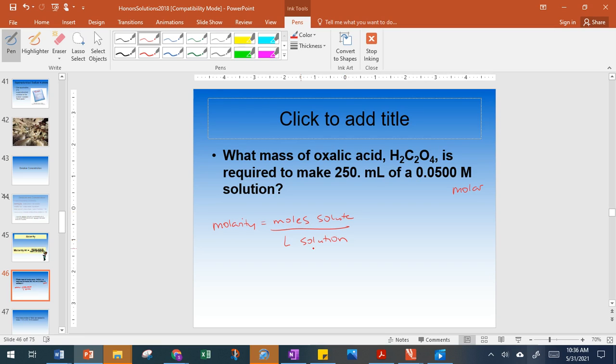When you're using this equation, you should have two of these things to be able to use it. So if you're given grams, for example, and asked to find molarity or asked to find liters, you're going to have to get that into moles. We have 250 milliliters of our solution, so we need to get this into liters. 250 milliliters is equal to 0.250 liters. And then we have our molarity. So that goes over here.